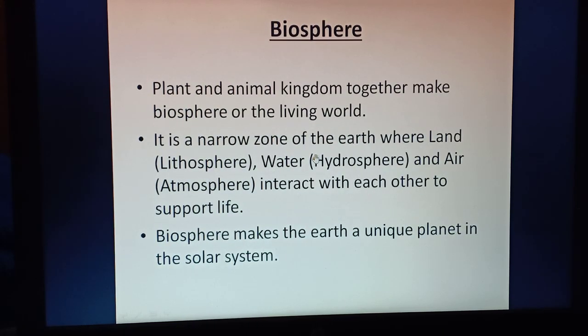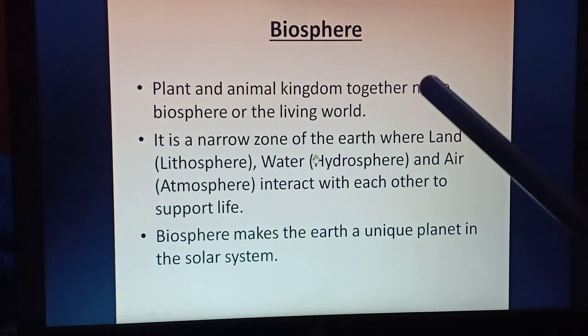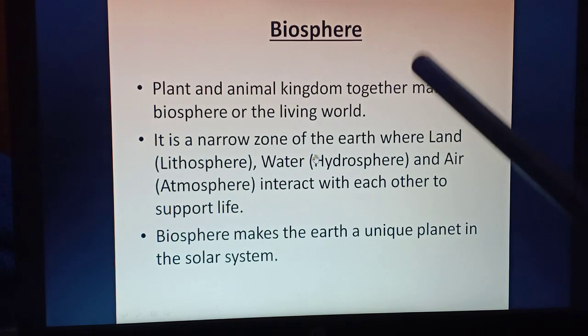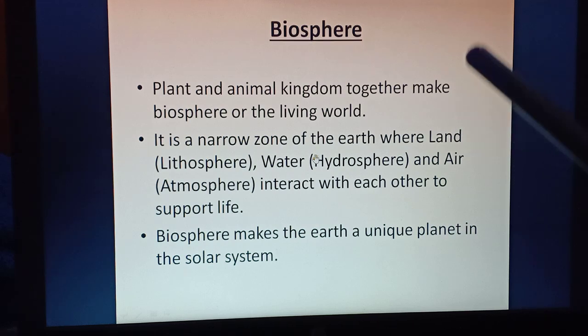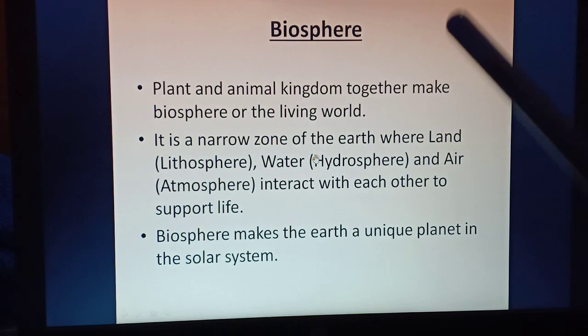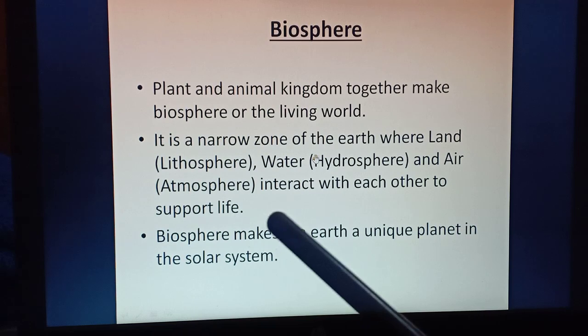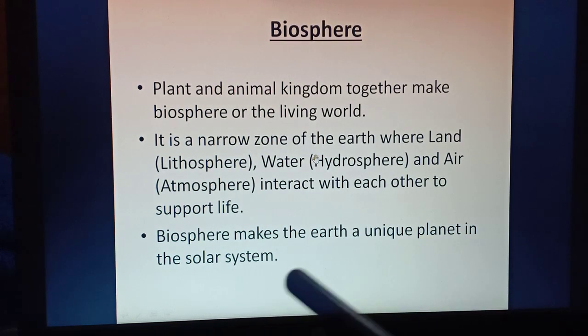Next is biosphere. So what is biosphere? Plants and animal kingdoms together make the biosphere, or the living world. It is a narrow zone of the earth where land, water and air interact with each other to support life. The biosphere makes the earth a unique planet in the solar system. That's all about the biosphere.